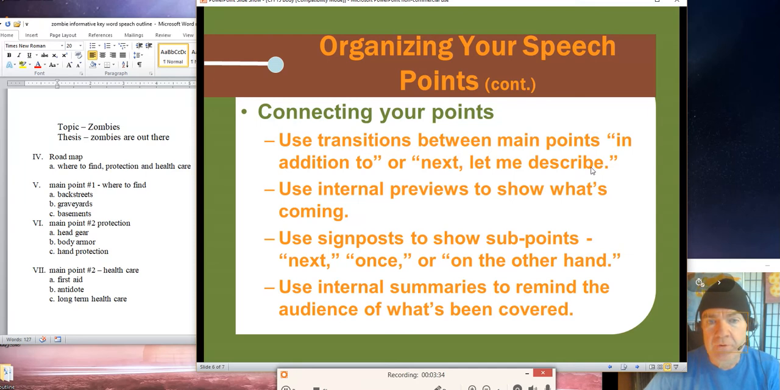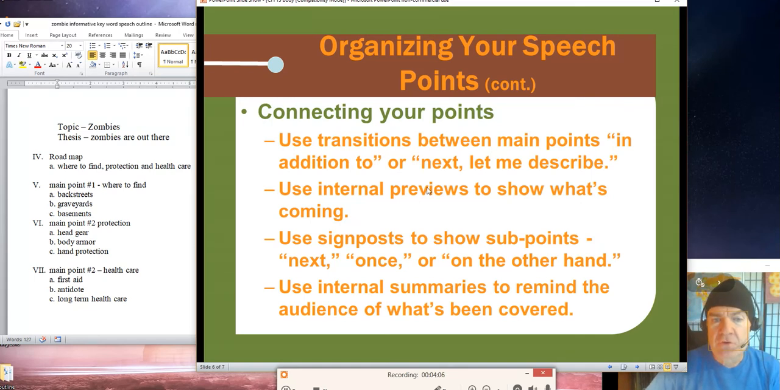Let me show you an example. Between the main points, first is where I would go, and we would talk about first, we've talked about where to find them. So next, let me describe the protection you would need while you're hunting them. The next thing is internal previews. Once we talk about protection, we would want to say something like, so let's talk about protection against zombies. We're going to talk about headgear, body armor to wear, and something to wear over your hands.